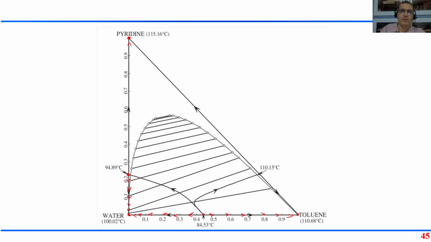Pyridine and toluene, no azeotrope. So residue curves will only point... Pyridine and water, pyridine and toluene, there's another azeotrope, a minimum boiling azeotrope here, 110. So the residue curves will point away from this azeotropic point towards the pyridine axis. And you see, this is the two-phase region.